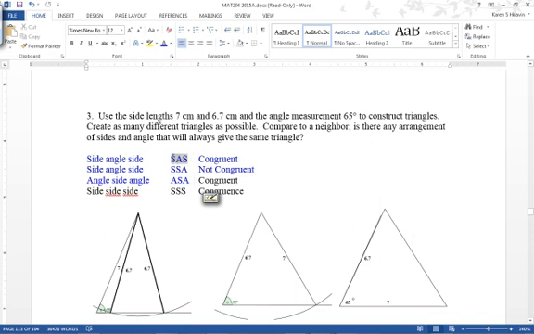The side angle side, the angle side angle, which these two are kind of the same. I've always considered them very similar because this has the angle squeezed between the sides, this has the side squeezed between the angles, and then you have side, side, side. So those are the three different arrangements of sides and angles that if two triangles have that same arrangement, you can assume the two triangles are indeed congruent.